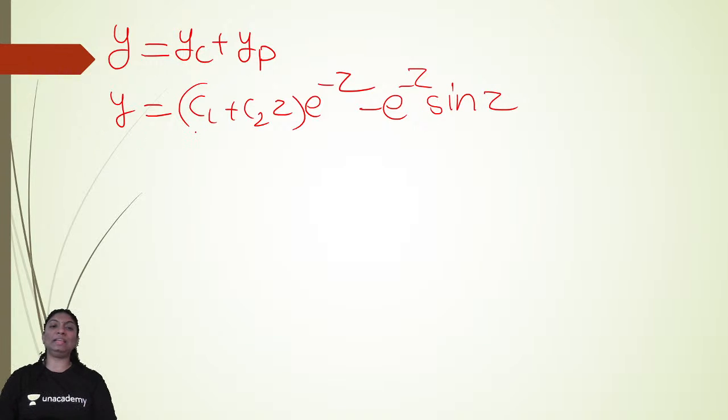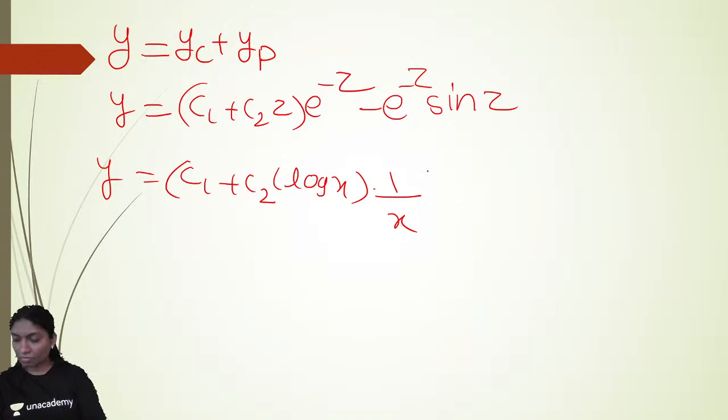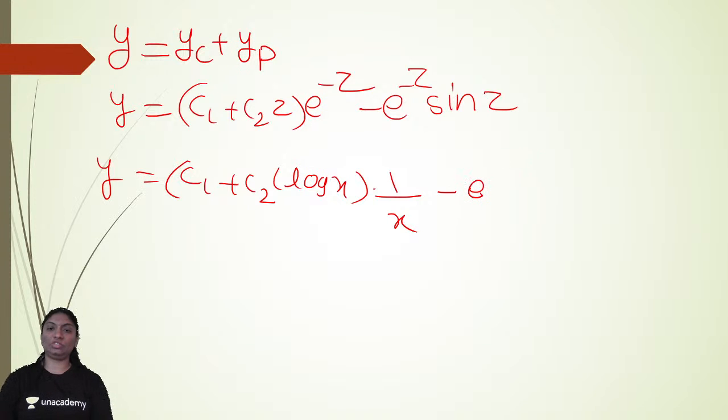Now we will replace z by log x. So here c1 plus c2 into log x into e raised to minus z; e raised to minus of log x means 1 upon x. Minus e raised to minus z, again 1 upon x, because x is equal to e raised to z, into sine of z, which is log x.